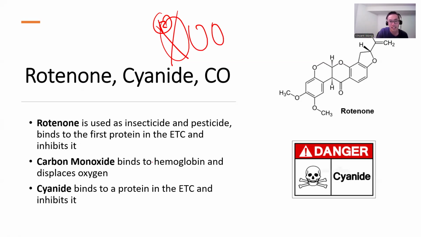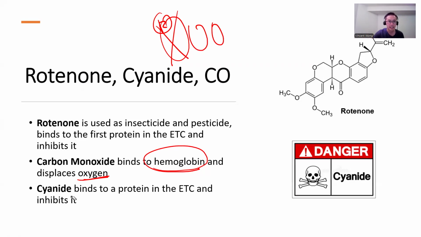But basically what it does is it binds to hemoglobin, which is the protein that transports oxygen for you. And so instead of transporting oxygen, it's just transporting carbon monoxide, which you cannot use. Remember, we need the oxygen as a final electron acceptor to remove the electron from the chain so that the flow of electrons can continue, right? Same thing with cyanide.